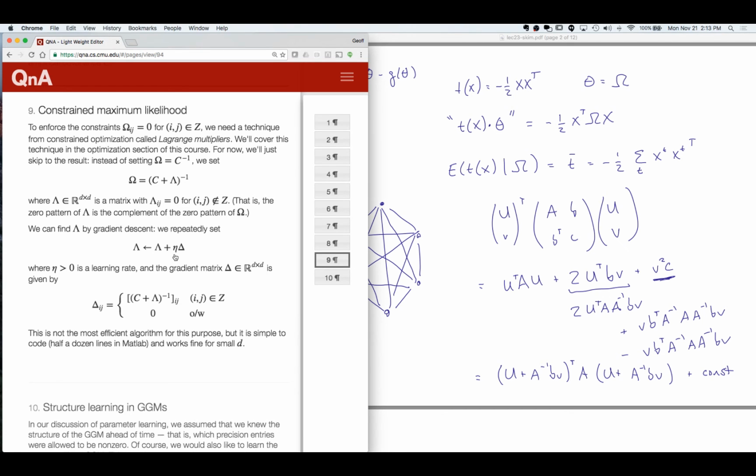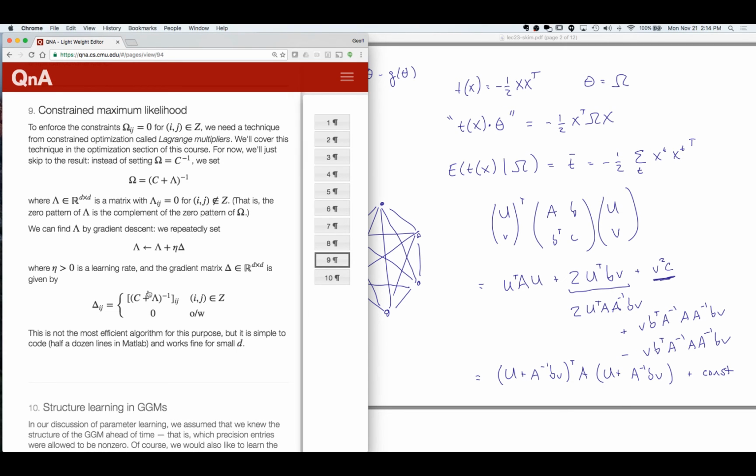lambda by a learning rate eta times a step matrix delta, which is defined like this. We just take our current lambda and we invert it. And basically, we take a non-zero step wherever our current precision is non-zero and is supposed to be 0. So it kind of makes sense. This is our current precision, C plus lambda inverse. And wherever it's allowed to be non-zero, we do nothing. Wherever it's supposed to be 0 and is not, we take a step.